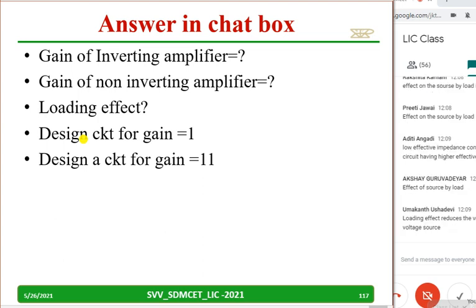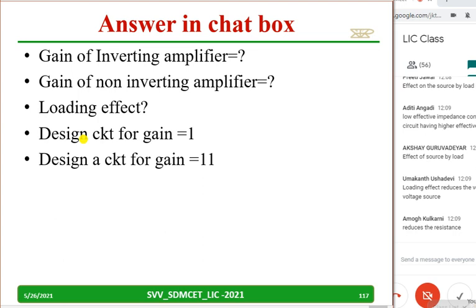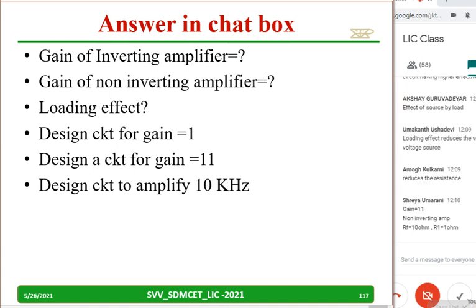Now anybody can give a suggestion on how to design a gain equal to 1 or gain equal to 11. If you tell, I'll be happy. Just think on that. A question is asked in the lab exam, maybe theory exam, main exam, or maybe IA. They ask you to design for a particular gain, maybe 0.3, 0.7, 1.2, 11, or maybe -1, -11. How to design? This was given as homework to you, and I'm sure at least 1 or 2 students will type how to do it. Design a circuit of a gain equal to 11, gain equal to 1, and design a circuit to amplify a particular frequency, say 10 kilohertz.